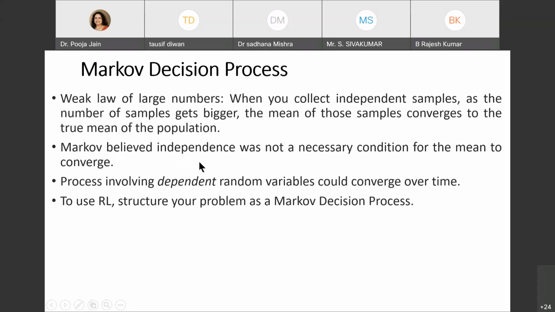Now coming back to the backbone of reinforcement learning, known as the Markov decision process. Before getting into the depth of the Markov decision process, first we will see where it is coming from and what the weak law of large numbers means. The weak law of large numbers says that when you collect independent samples, and at some point the number of samples gets very high, the mean of those samples converges to the mean of the true population.